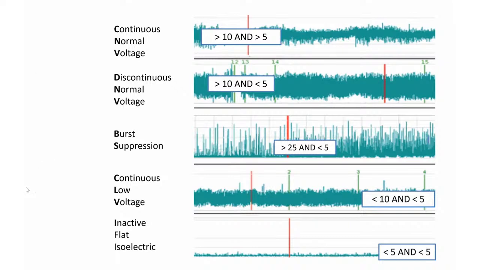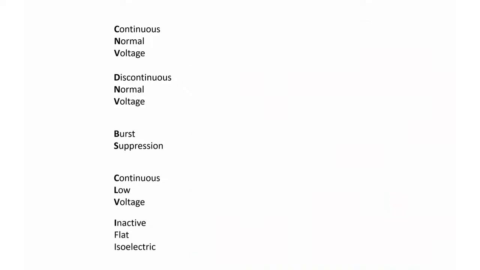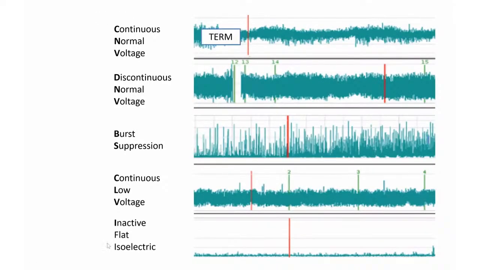So when do we expect to see these? And I always think it's important that you think about, when do I expect to see these? Because then you can really quickly pick up on the normals and the abnormals. So continuous normal voltage, we expect to see this in our term babies, usually over 36 weekers. Our discontinuous patterns, we expect to see in our preterm babies. Not that we say it's normal, but we expect to see it sometimes in our sick term babies.